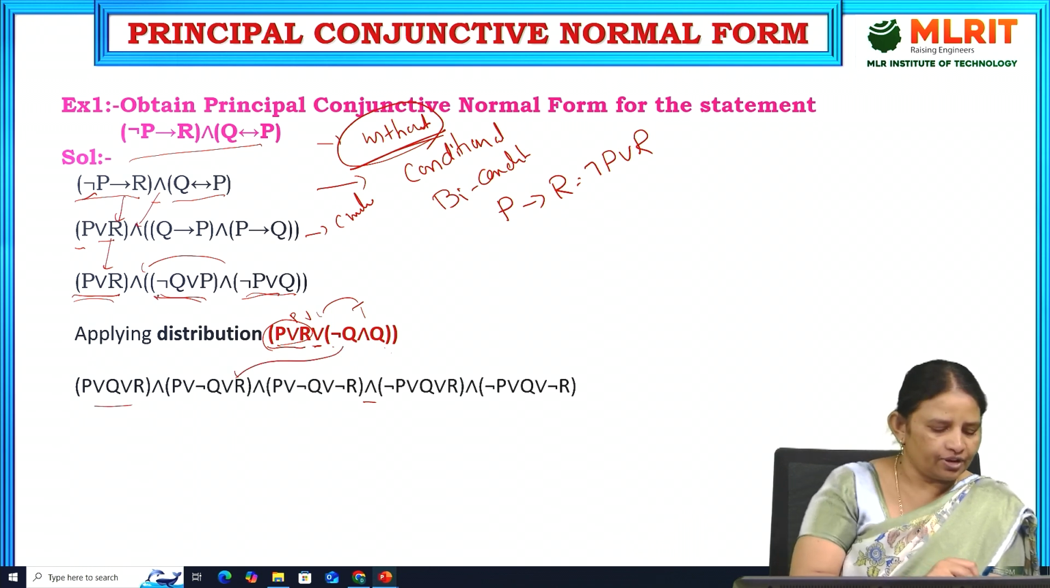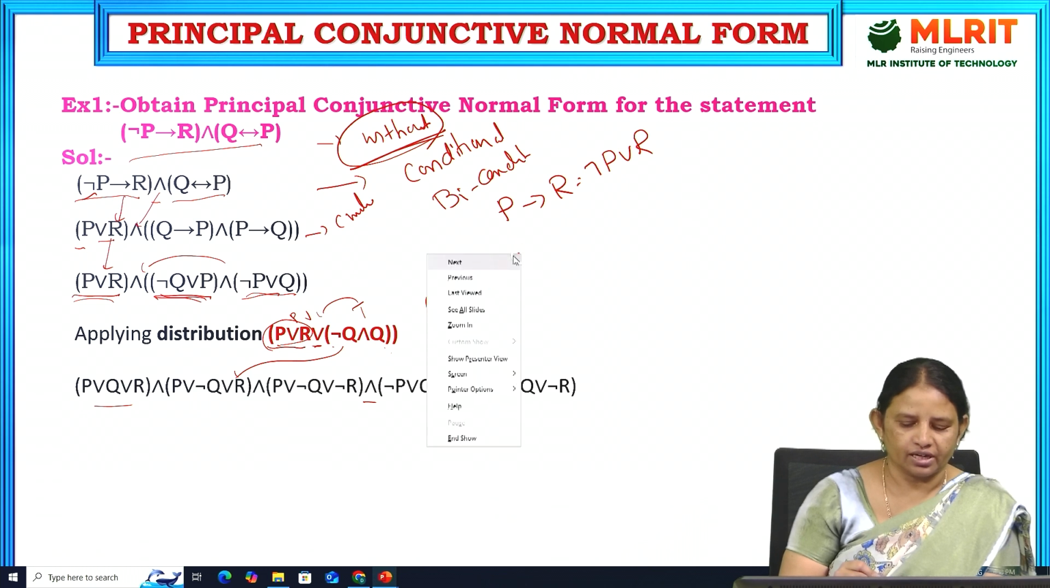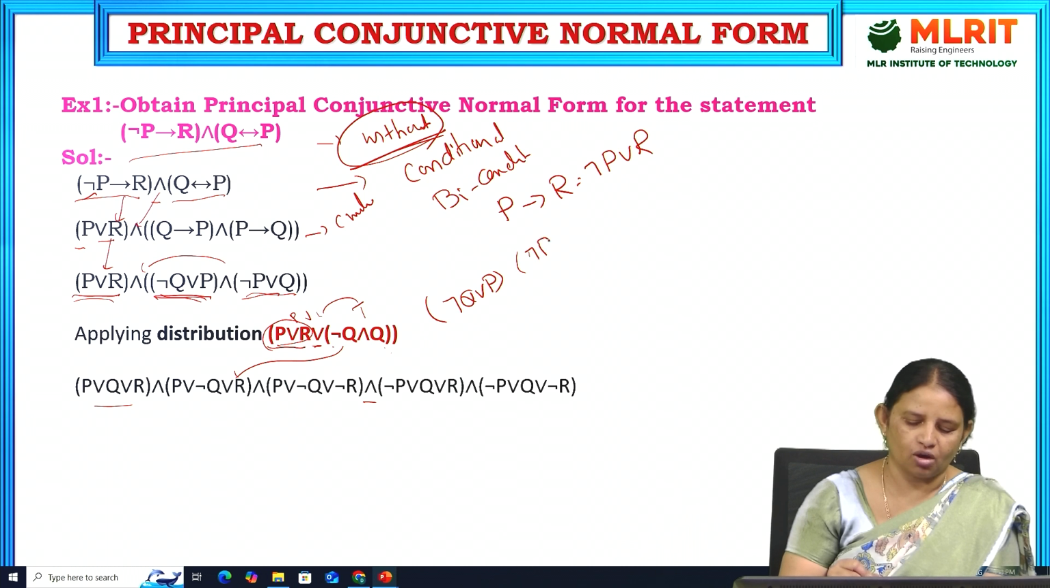In the same way, apply the missing term for the second proposition. Negation Q or P is present. What is the missing term here? P is present, Q is present, R is not there. So we need to add the missing term. These terms are related to true. True or P is P only. So R is the missing term.